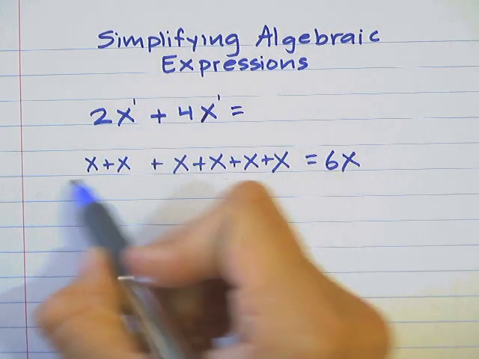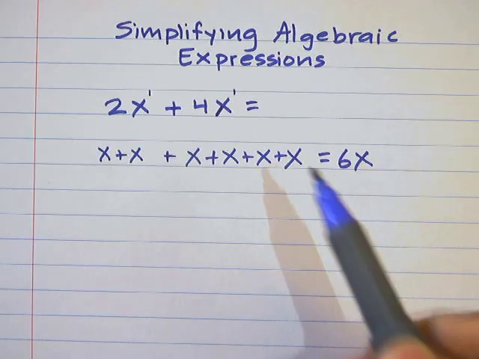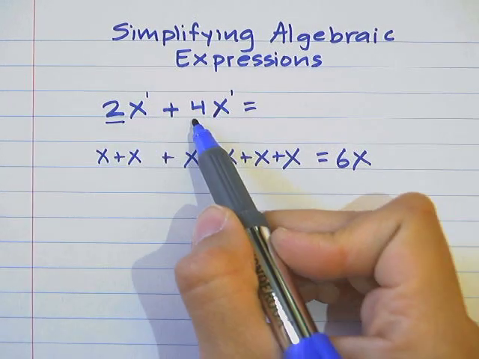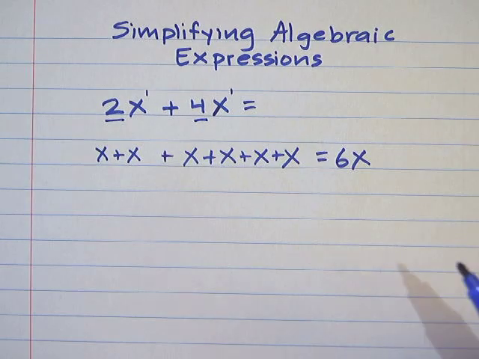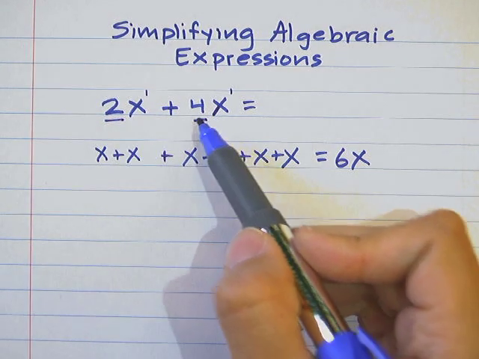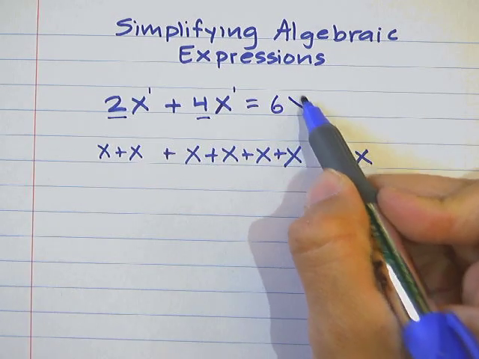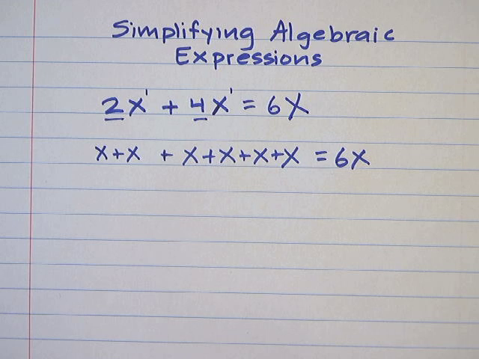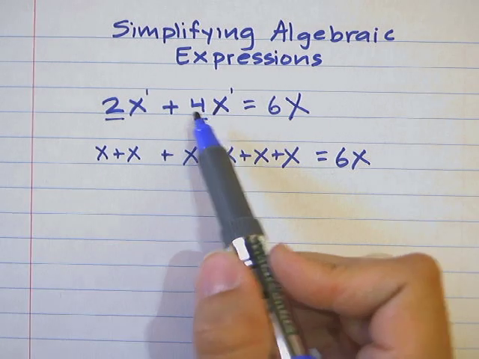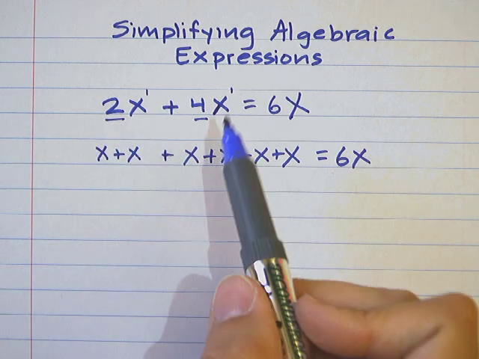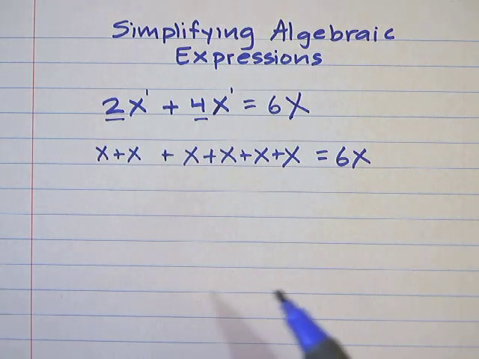You technically don't want to always write all of this out. So what we do is we just look at the coefficients. That's the number that tells us how many x's we have. So if you have 2 and then you have 4, you now know that you have 6 of them, 6x. And it works the same with subtraction. If this was a negative, you would just say 2 and negative 4, and you would get your final.